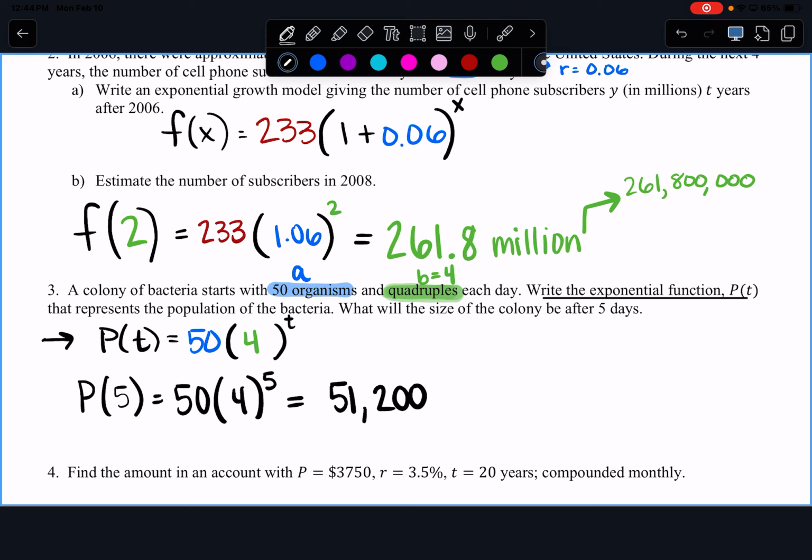And yes, most bacteria does multiply at an exponential rate, which is mildly terrifying when you think about the amount of bacteria on everything, but like it's fine.